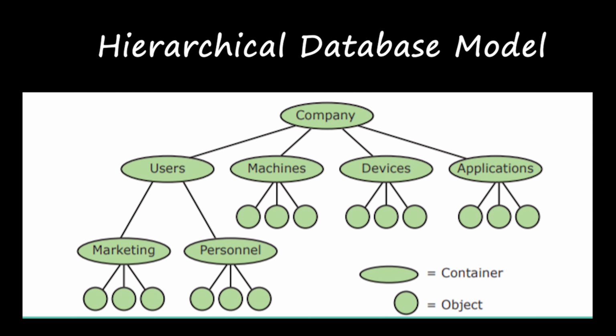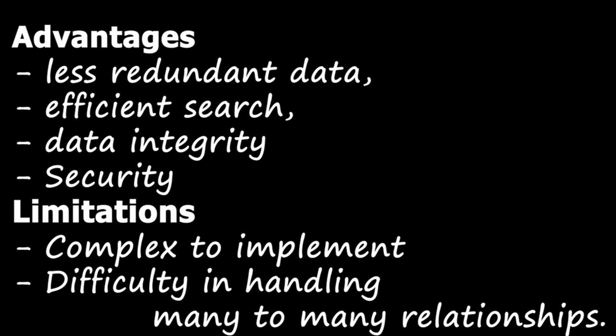In this model, we have many advantages like less redundant data, efficient search, data integrity, and security. In this model, we have some disadvantages also. It is very complex to implement. It is difficult to handle since it has many relationships, many-to-many relationships, so it is hard to handle.